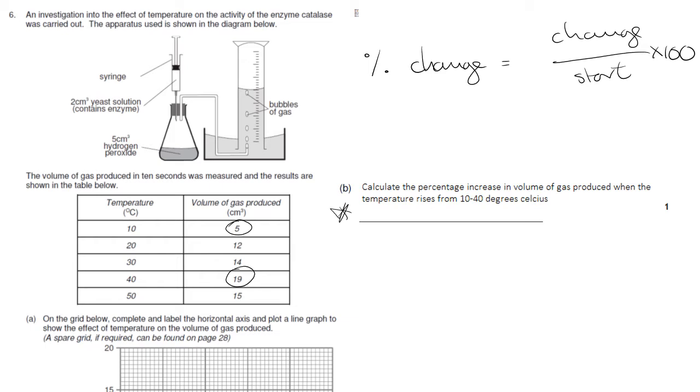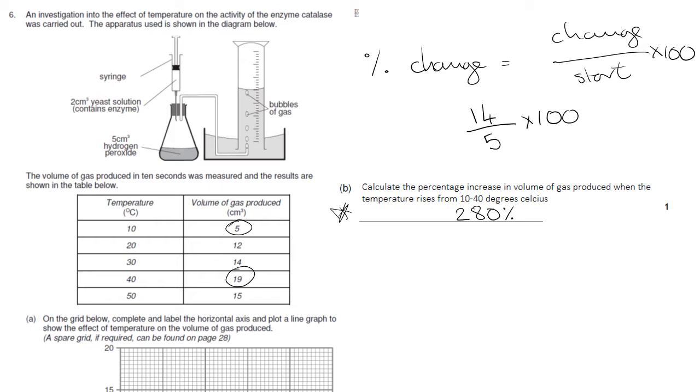Okay, so I look at these two numbers. What's the change? The difference between 19 and 5 is 14. Okay, I now have to divide that by what it started as. What did it start as? 5. And then times by 100. When I pop that into my calculator, I get 280% increase.